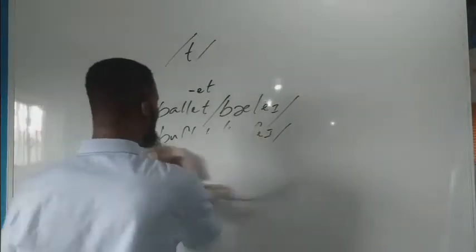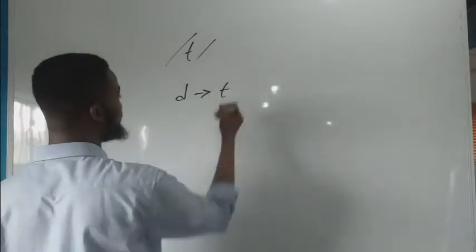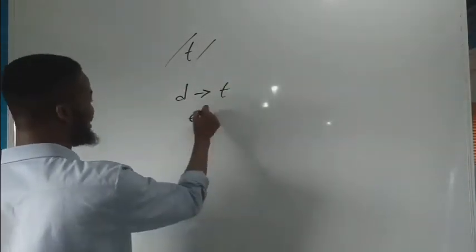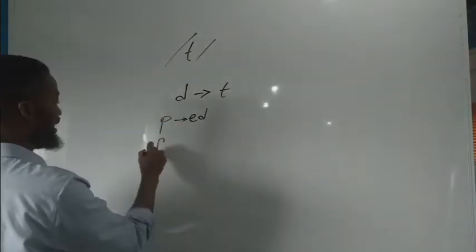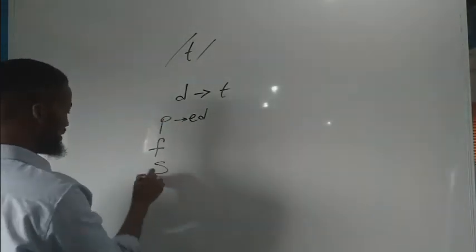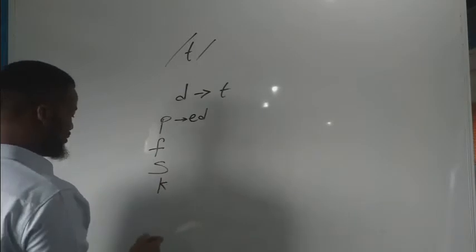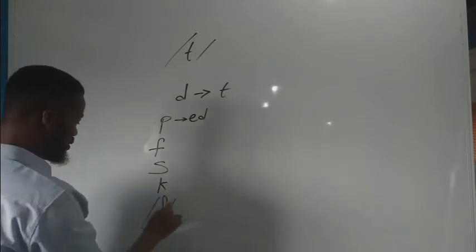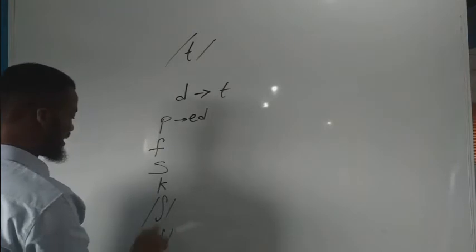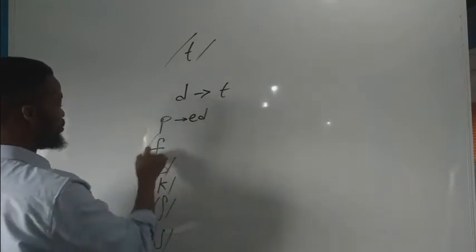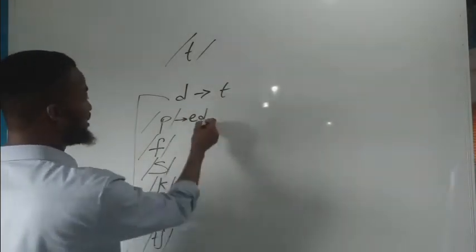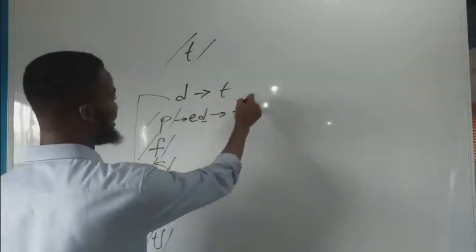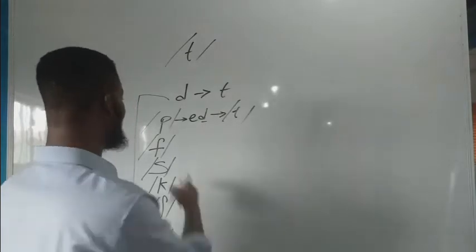D also has the capacity to give us T. D has the capacity to turn to T. Whenever you have ED as the past tense of certain words that end in P, that end in F, that end in S, or that end in K, or the ones that have sh, or even the ones that have ch, you're likely to have T. When a word ends in any of these sounds and has ED after, the D then turns to T. Let's check certain examples. Let's start with P.